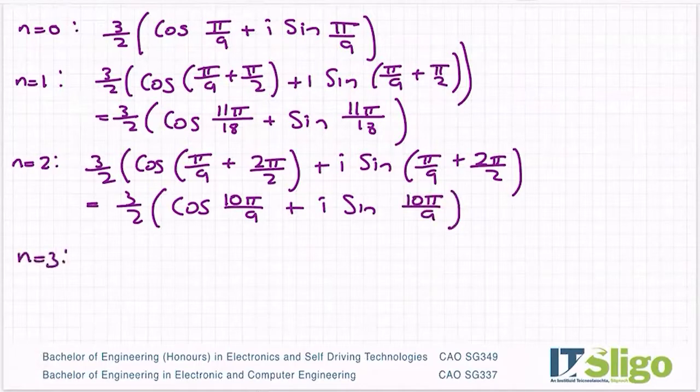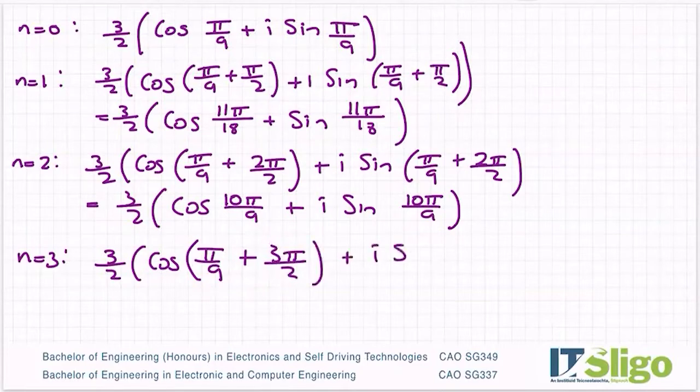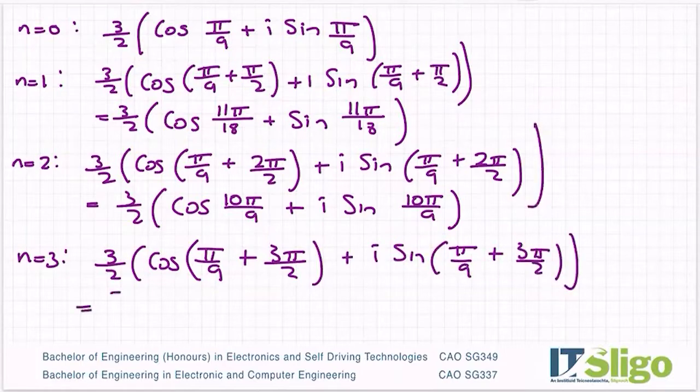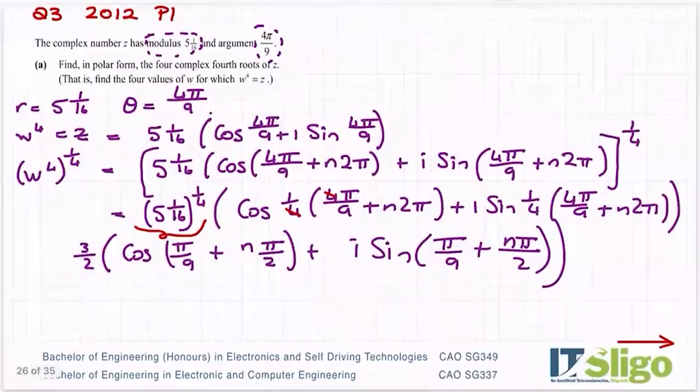And then n is equal to 3 is my fourth root. So it'd be cos of pi over 9 plus 3 pi over 2 plus I sine pi over 9 plus 3 pi over 2. Okay, so let's just tidy it up. 3/2 cos of 29 pi over 18 plus I sine 29 pi over 18. Okay, and in my head I was just going 18 by 2 is 36, 29 is less than that 36, so it's less than 2 pi, so it's all good. Okay, so that's your 4 roots in polar form. So that was part A of that particular question.